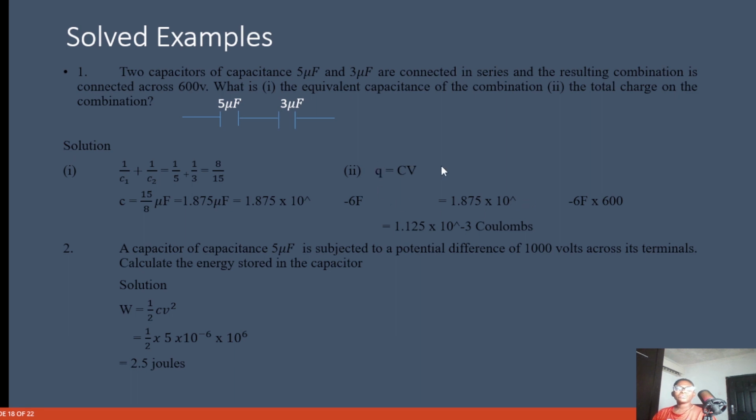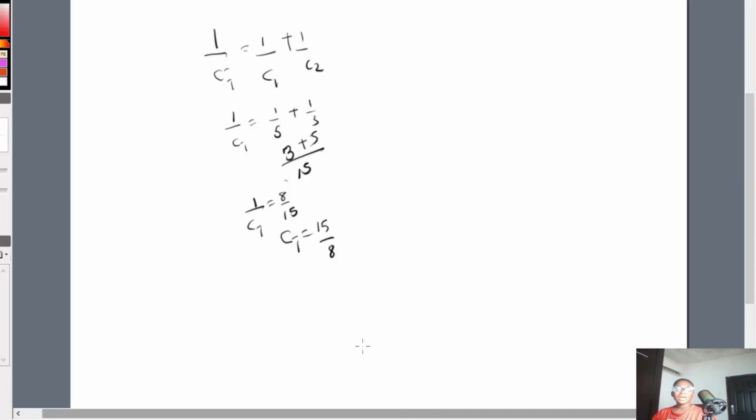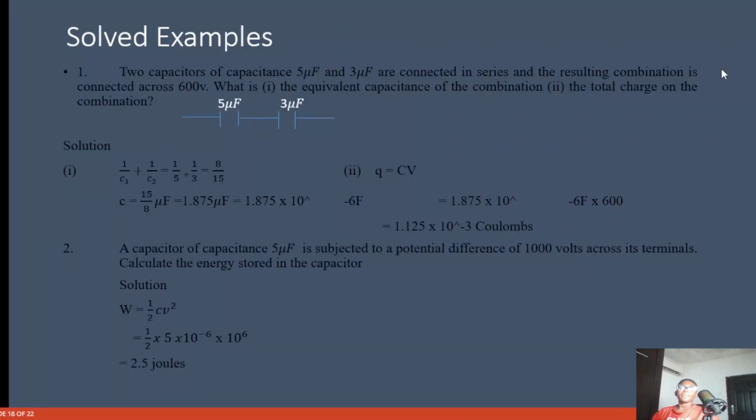So putting that into this equation, we have our Q equal to CV. So whatever we got, which was 15 over 8 microfarad, multiplied by our V, which is 600, will give us our charge Q. That was what we did here when we said Q is equal to CV. Our C was what we got here, 1.87 times 10 raised to power minus 6 farad, multiplied by the V, which was 600, and we got this as the charge, which is in coulomb. Let's go to the next question.